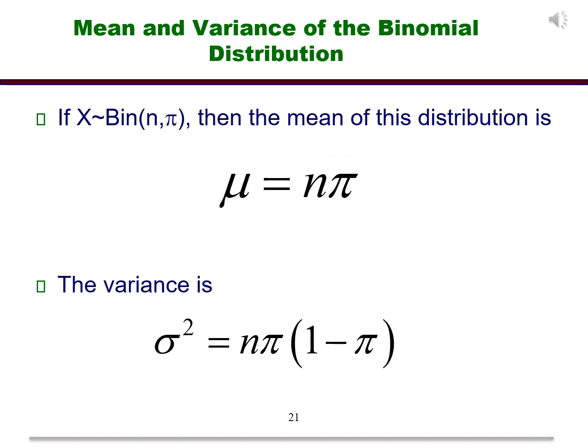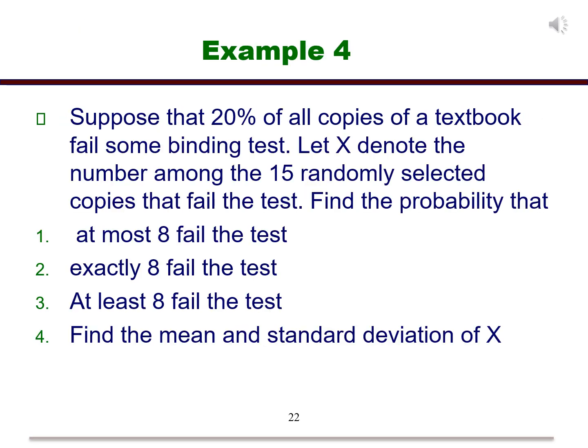For the binomial distribution, the mean is the expected number of successes. This is calculated by n times pi. The variance of the random variable is the mean times the probability of a failure, or n times pi times 1 minus pi. Let's do another example. This example is one where 20% of all copies of a textbook fail some binding test. Let X denote the number among the 15 randomly selected copies that fail the test. This is a binomial experiment since we have 15 fixed trials. The outcome is dichotomous and the probability of a success is fixed. The solutions are on the next slide.